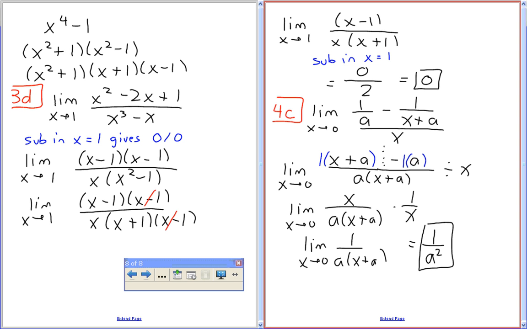Where did the X go? On the denominator? Oh, okay, good question, because I sort of skimmed over that. Remember, these are times, so the stuff I didn't show is smushed together. So really, this is X all over A times X plus A times X. And then you cancel the X in the numerator with the X in the denominator across. Oh, okay.